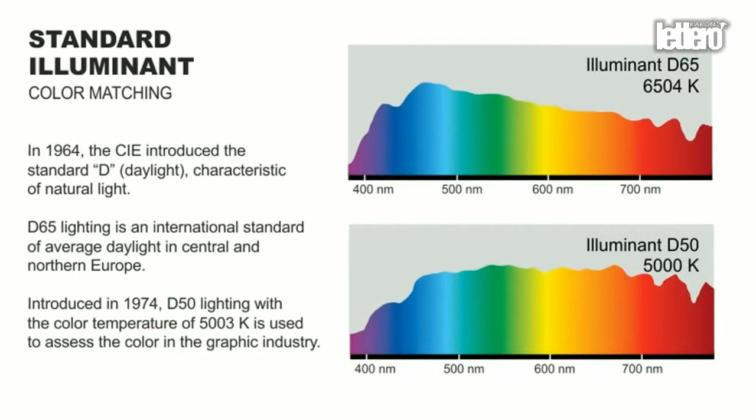In 1964, the CIE introduced the D series of standard light, daylight, characteristic of natural light. D65 lighting is an international standard of average daylight in Central and Northern Europe. Introduced in 1974, D50 lighting, with a colour temperature of 5003 degrees Kelvin, is used to assess colour in the graphics industry.